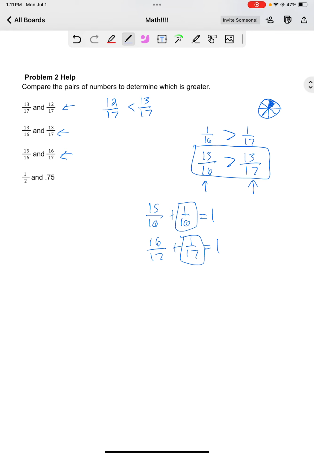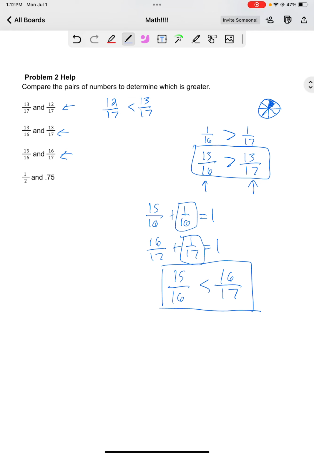Now, since 1/16 of a pizza is bigger than 1/17 of a pizza, that means that 15/16 is further away from being a whole pizza than 16/17. And since 15/16 is further away from 1 than 16/17, then we know that 15/16 is going to be less than 16/17. Okay, so notice how it was that same kind of reasoning, but maybe a little bit backwards, because we're thinking about how far away this fraction is from being 1.